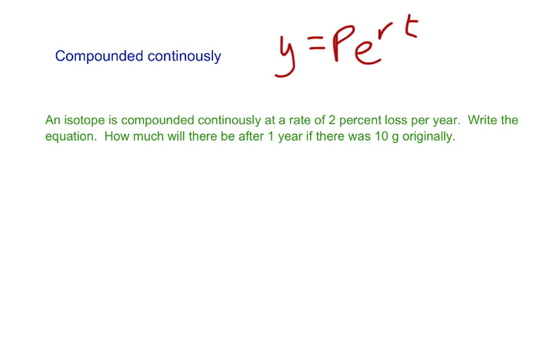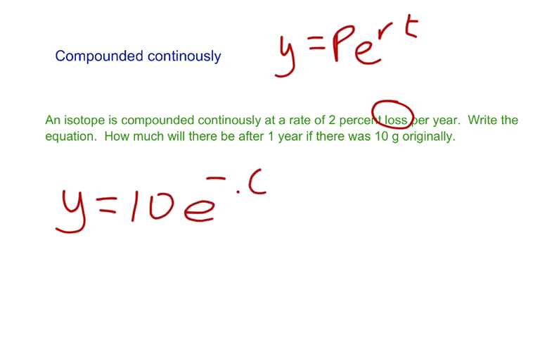So in this one, an isotope is compounded continuously at a rate of 2% loss per year, so it's losing 2% of its value every year. Alright, so I want you to make sure that you notice that that's loss. Write the equation. How much will it be after 1 year if it was originally 10 grams? So it starts at 10 grams, e, which is a number, and since it's losing 2%, it's going to be minus 0.02 t. And so then you just type in 1 for t, because we want to know after 1 year.